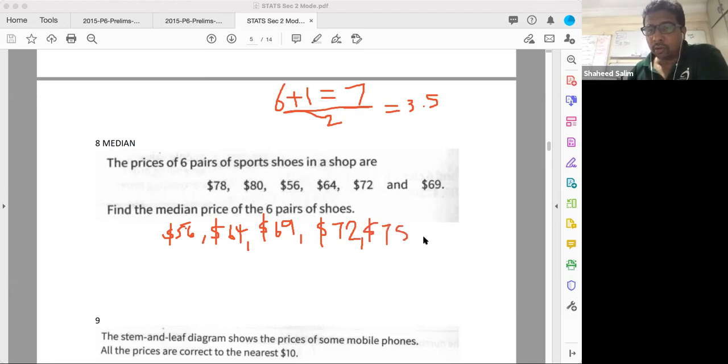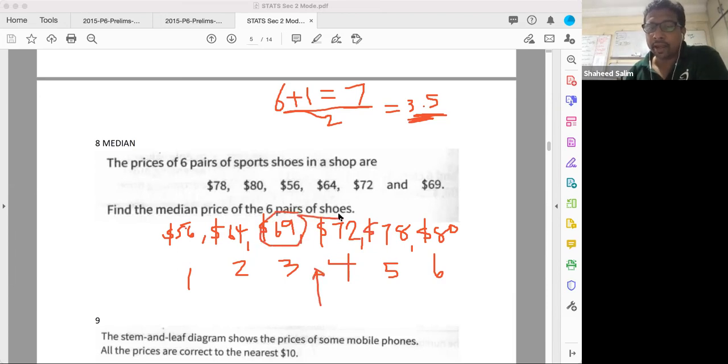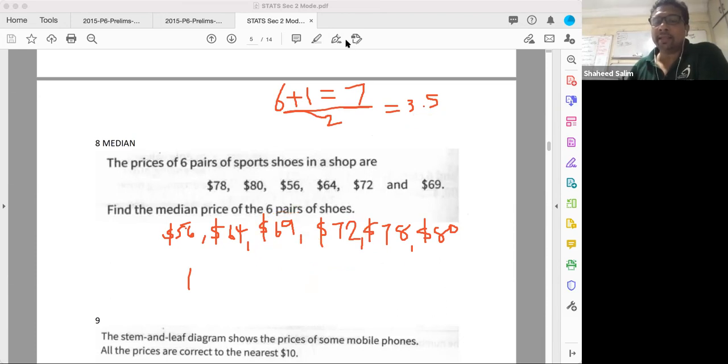Okay, so what do I mean by position? This is position 1, position 2, position 3, position 4, position 5, position 6. The formula says if there are 6 positions, take 6 plus 1, get 7, divided by 2. So your median is the 3.5 position. This is 1, 2, 3, this is 4, so where's 3.5? It's in between. So take these two values, add up together, divide by 2. That's your median, 70.5.